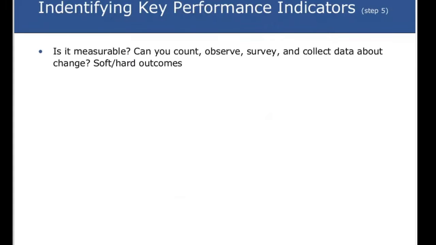So, performance indicators, continuing with that: the question is, is it measurable? When you're trying to determine what those indicators would be, can you count it? Can you observe it? Can you survey it or collect data about it? One of the challenges, of course, is that soft outcomes often are difficult to quantify. The hard outcomes often are fairly straightforward, but the soft ones are harder to get a hold of.